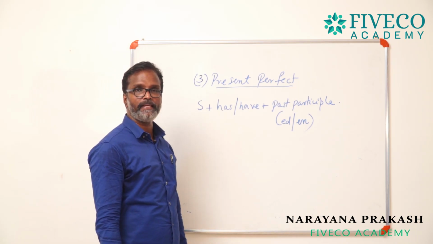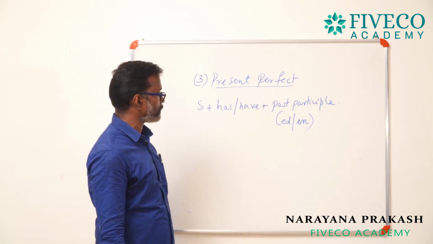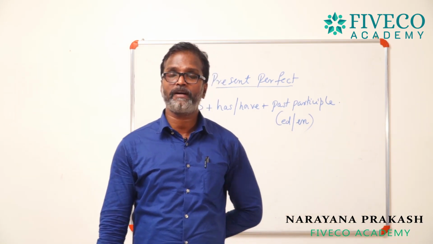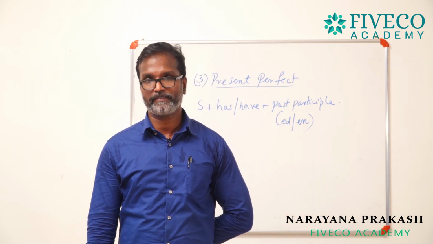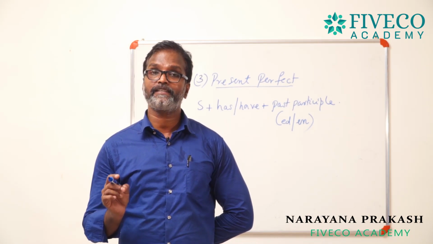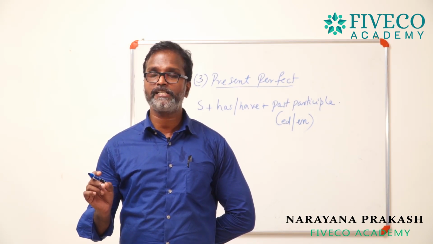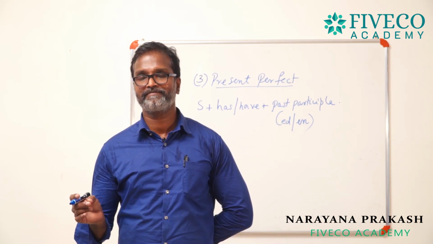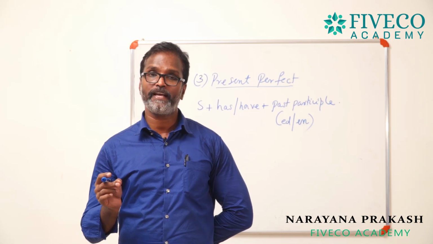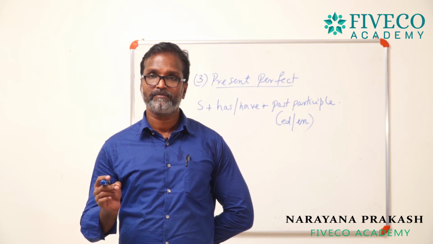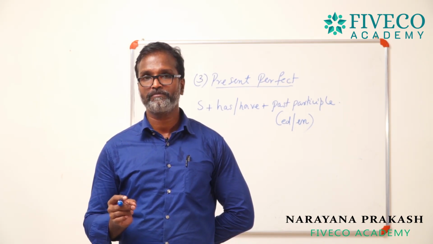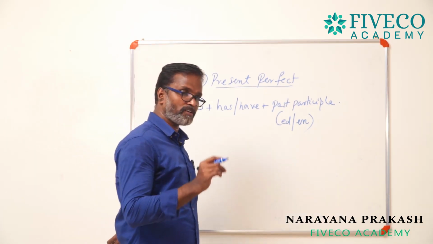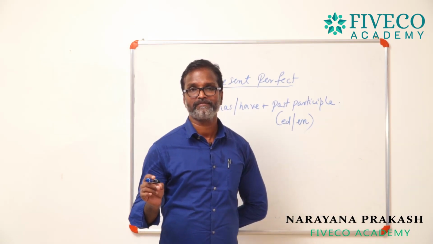The -ed or -en form of the verb, that is the past participle. For example, walk. What will be the past participle of walk? Walked. And speak. The past participle of speak is spoken, not speaked. And show. What is the past participle of show? Shone, not showed. Show, showed, and shone.